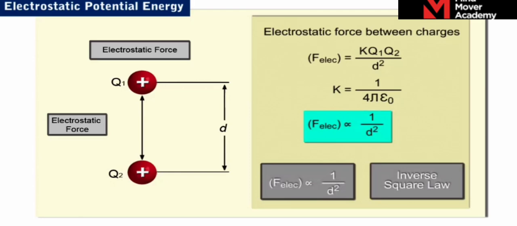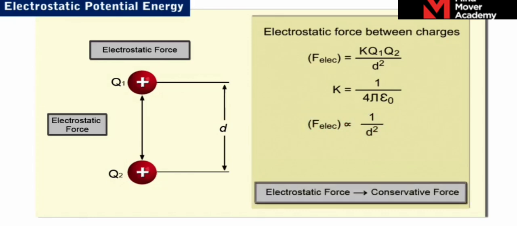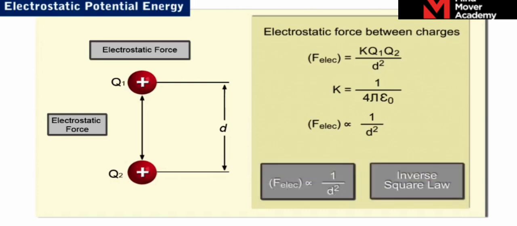the charges. It is also important to note that the electrostatic force between two charges at rest, expressed by Coulomb's law, is a conservative force. When a force acting between two bodies is inversely proportional to the square of the distance between them, that force is said to be obeying the inverse square law. We observe that electrostatic force obeys the inverse square law.